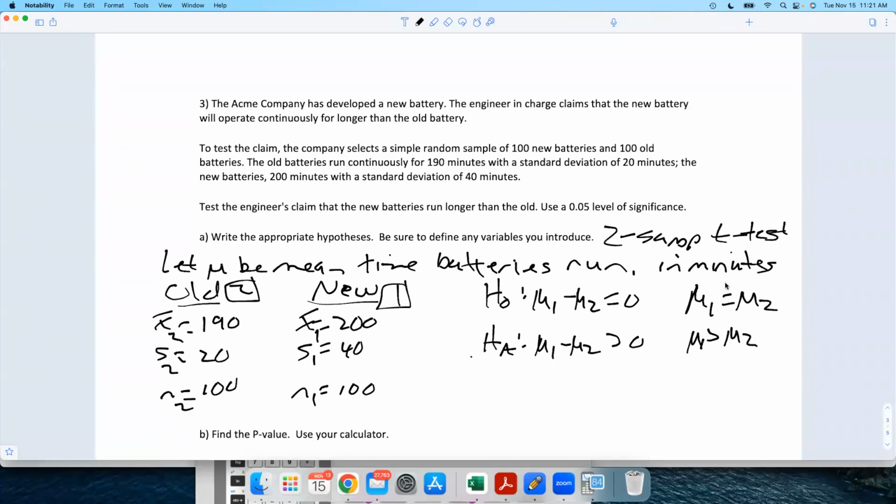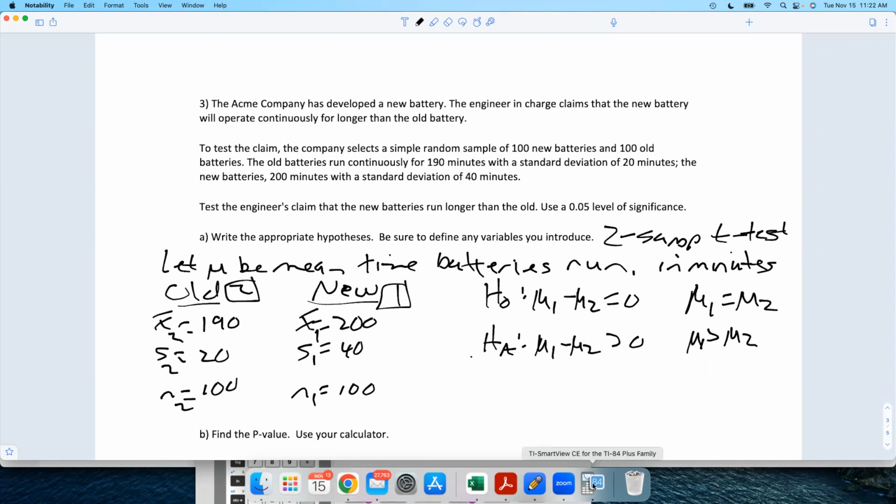So our null hypothesis is, these batteries are the same. There's not going to be any difference. There's no difference between them. The alternative is, no, the number 1, the new one, is better on average, lasts longer.